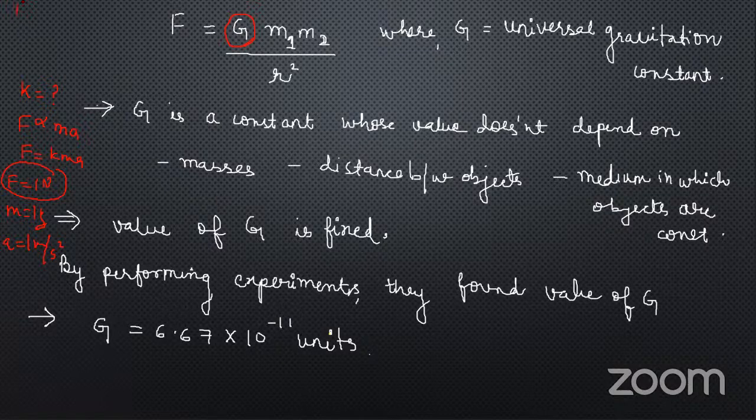We have reached here, that is F is proportional to m1 m2 by r square. In the previous chapter, I told you in order to remove the sign of proportionality, you have to introduce a constant. So here I've introduced this constant, and the formula for force has come out to be G m1 m2 by r square. Now if someone asks you that there is a mass of 1 kg, there is a mass of 2 kg, and there is a certain distance between them, calculate the gravitation force which exists between them.